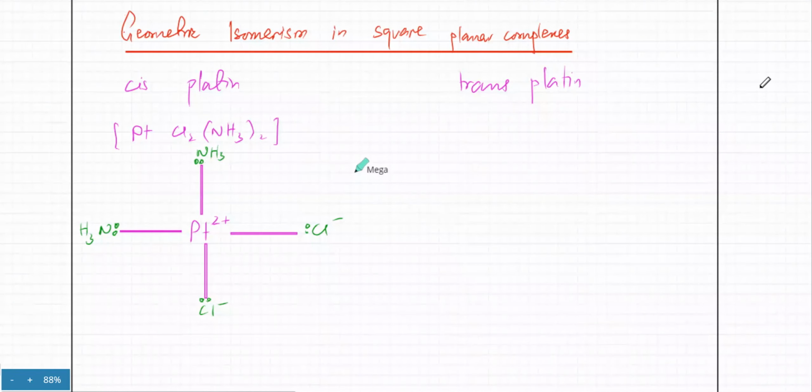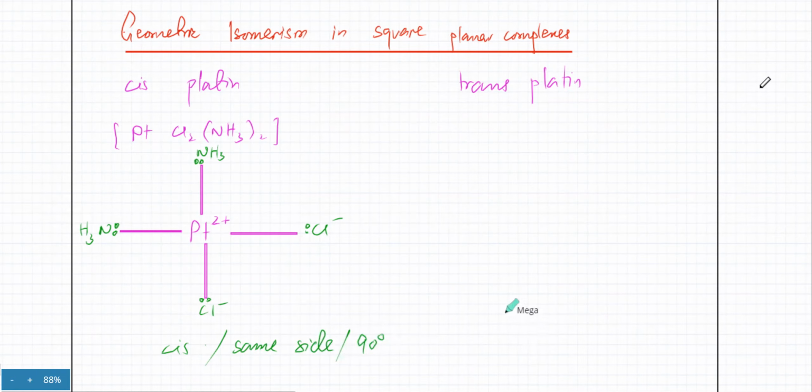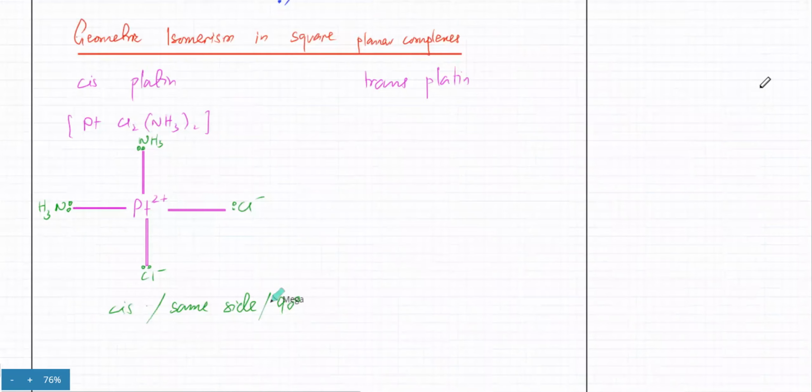Now this one is your cis version because they're all on the same side. They're all 90 degrees to each other. The other one is transplatin. Transplatin would be that again you have platinum 2 plus and it has four sides.